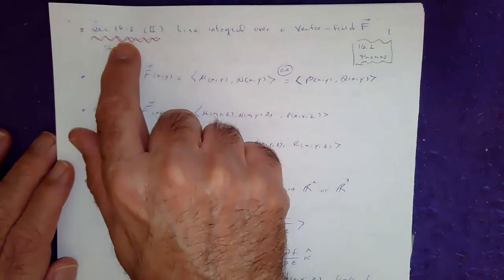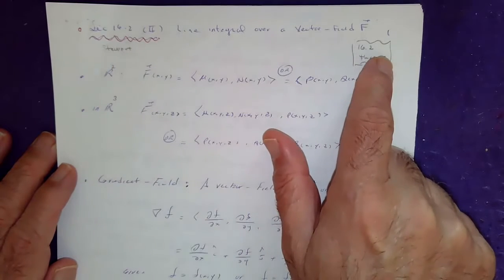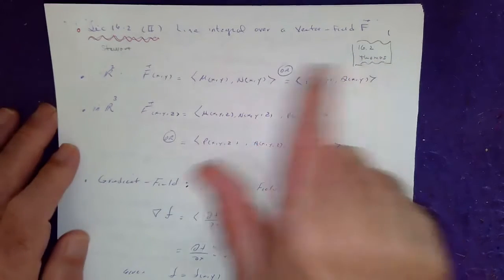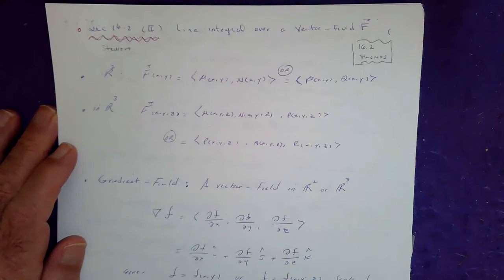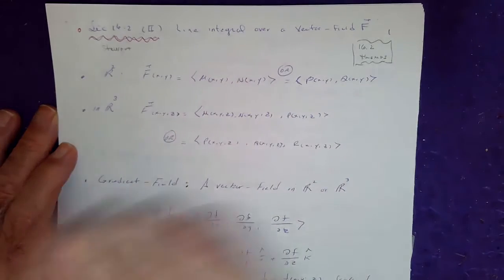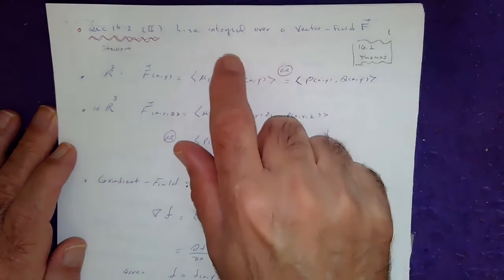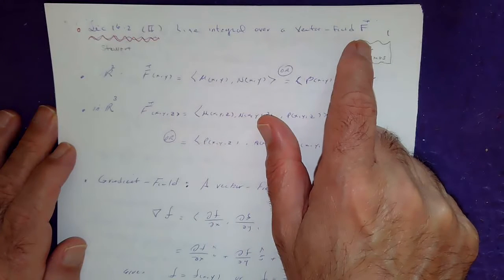Section 16.2, Part 2 in Stewart's textbook, which is the same as 16.2 in Thomas's textbook. This is line integral over vector field. So remember in the previous section we talked about line integral over a scalar field, scalar function. Here we're going to perform the line integral over a vector field.